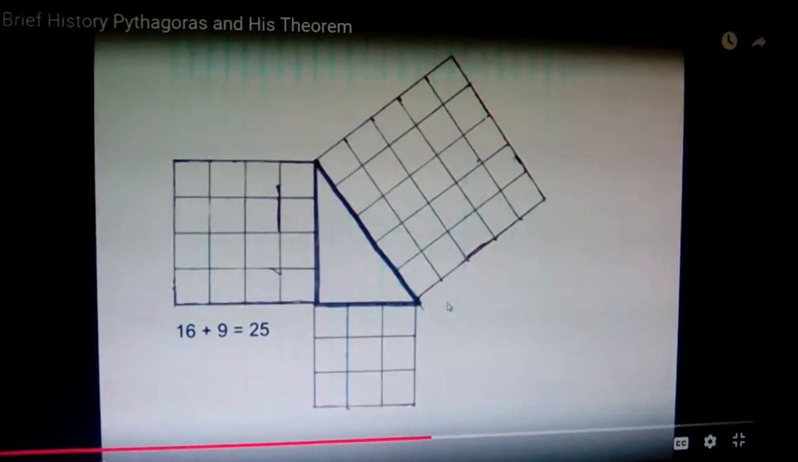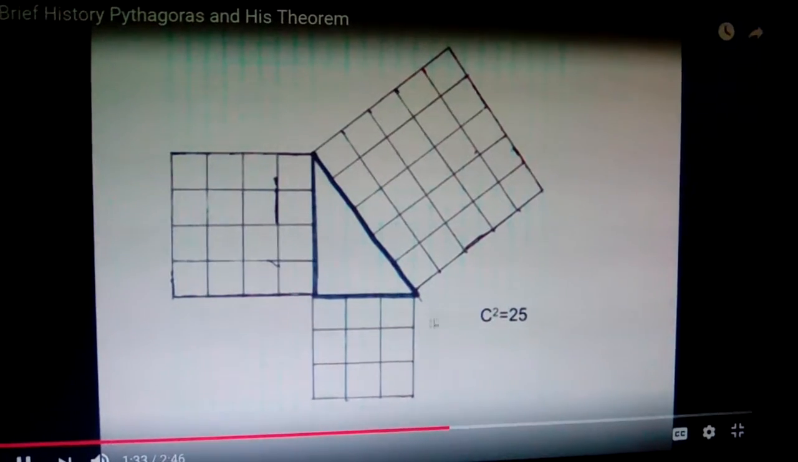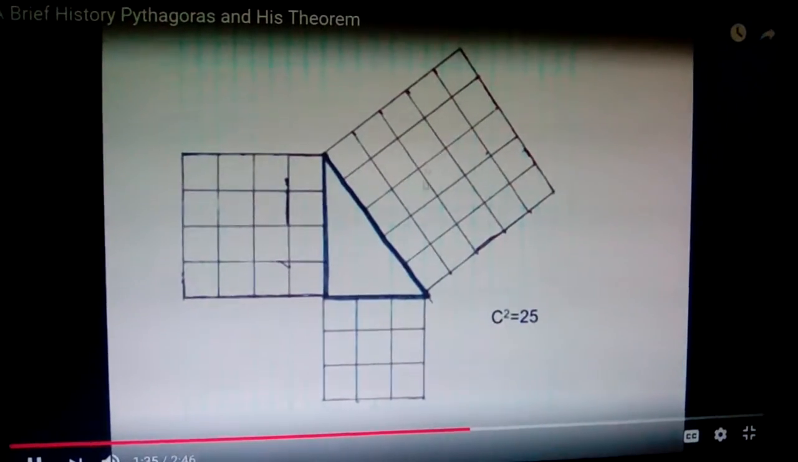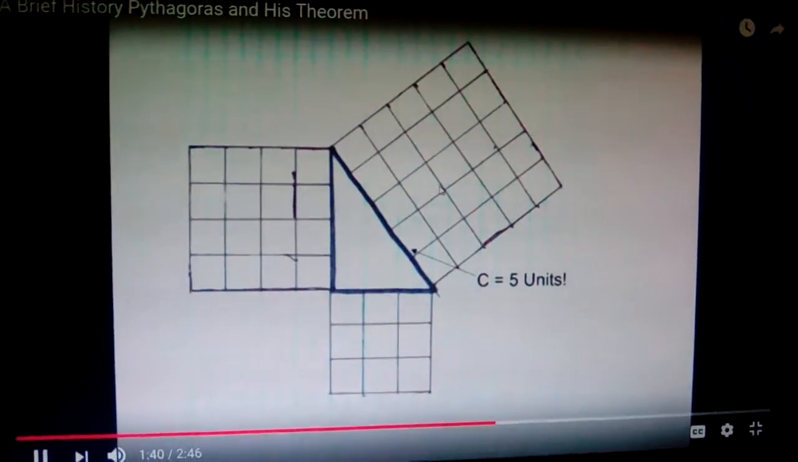Now that we know that a squared equals 16 and b squared equals 9, we can add them together and find that in this example, c squared is equal to 25 square units. Here, we can take the square root of 25 and find that side c, also known as the hypotenuse, is equal to 5. Now I know you're thinking, how can I apply this in real life? Well, let's take a look at a real-life example.